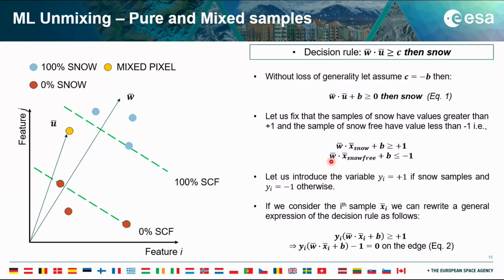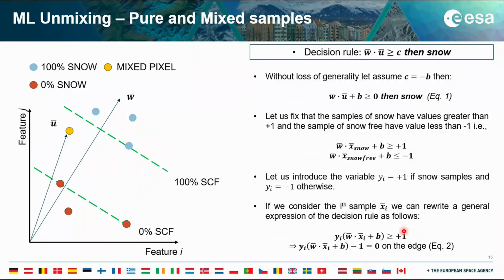So if I introduce another variable called yi, and we say that this yi is +1 if the sample is snow, and -1 if the sample is snow-free, I can rewrite this system of equations as only one equation where I multiply everything by yi. So for the samples that are snow, this yi is +1, and this has to be bigger than +1. For the samples that are snow-free, yi is -1, so the inequality is inverted and it will be less than or equal to -1. So this system of equations is exactly written this way using only one equation.